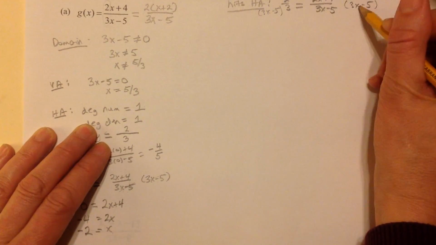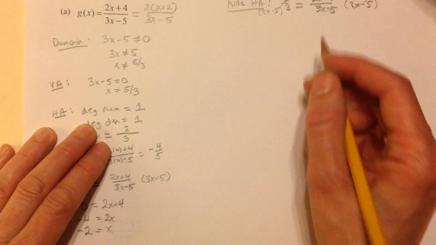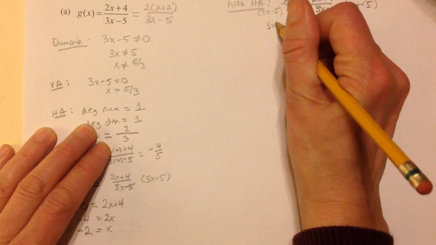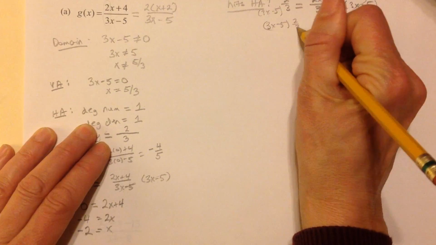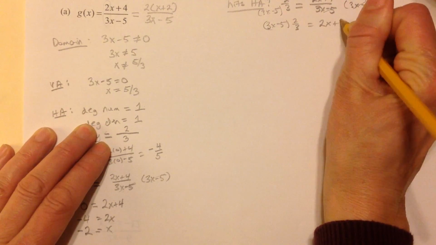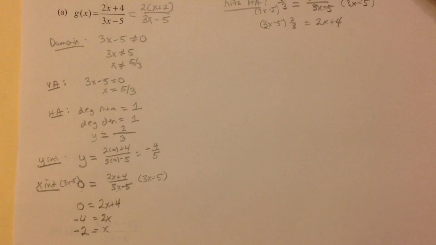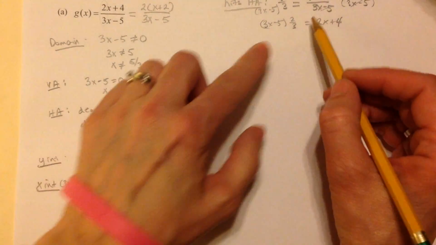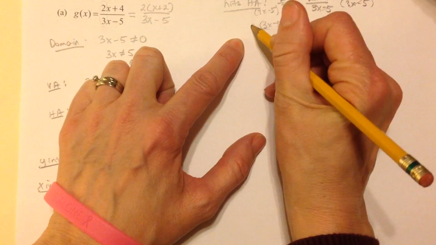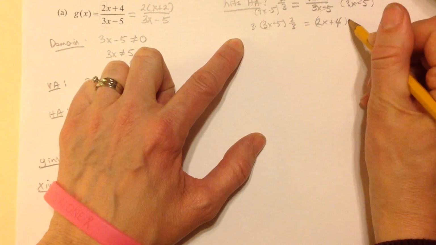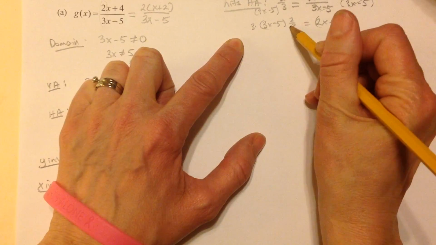Okay, and on this side the 3x minus 5 cancels. Here I get 3x minus 5 times still a 2/3 equal to my numerator, 2x plus 4. And now, I probably should have done this to begin with, but I also have a denominator on this side. Let's go ahead and multiply by that denominator as well to get rid of all the denominators.